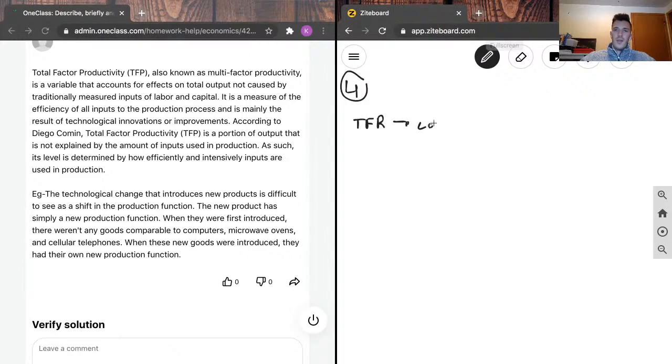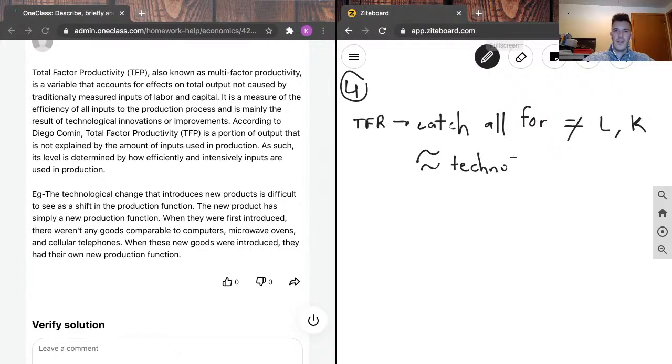Sort of a catch-all for what doesn't fall under labor and capital. L denotes labor and K typically denotes capital. So it's a catch-all for things that don't fall under labor and capital, and it's also roughly equal to the technology, because that's the majority of what doesn't fall under labor and capital, but I say roughly because it's not exactly equal to technology.